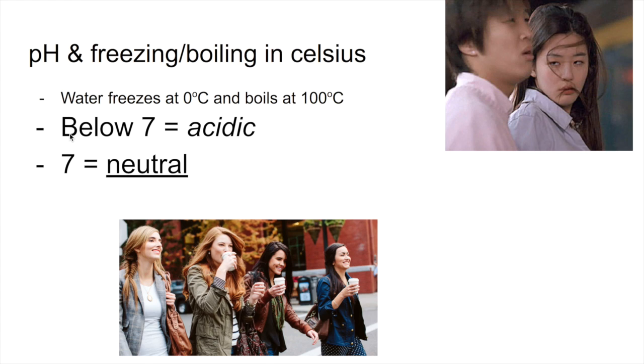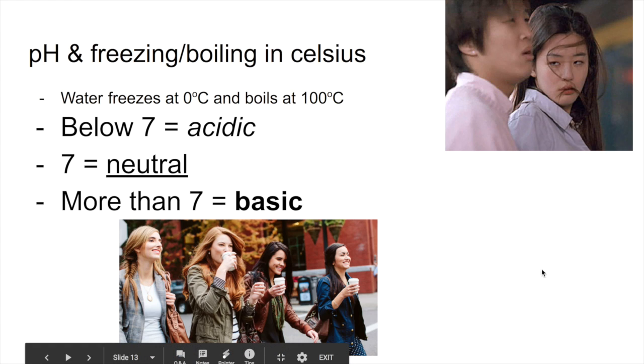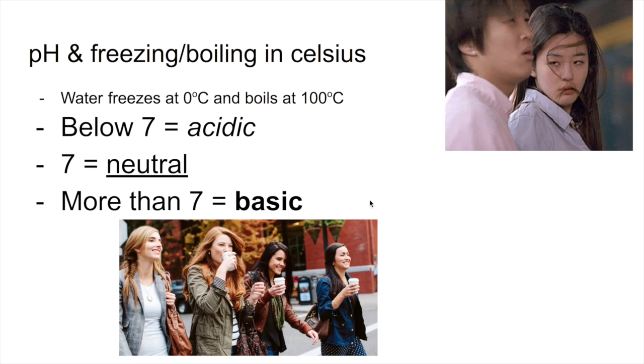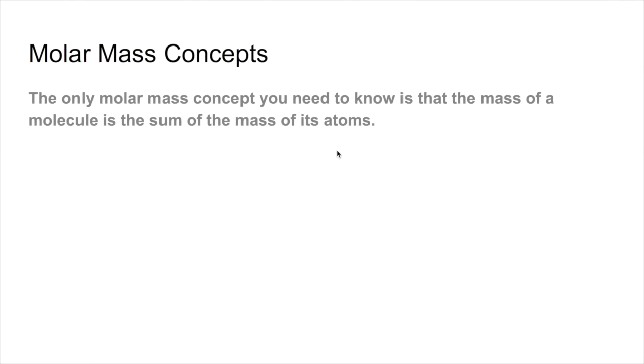Okay, and then, so here we go. Below a pH of 7 is acidic. Look at how sassy this girl looks. I looked up sassy girl, and this is the first thing that popped up on Google. Yay. She's pretty acidic, not gonna lie. And this is basic. They're drinking their pumpkin spice lattes. No hate, but it's basic. So they're a greater than 7 pH. 7 is neutral.